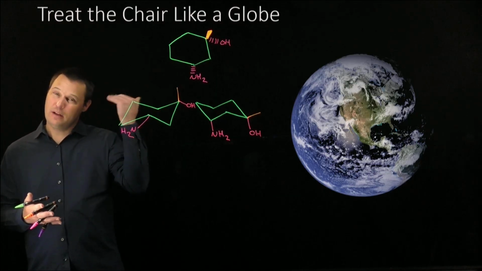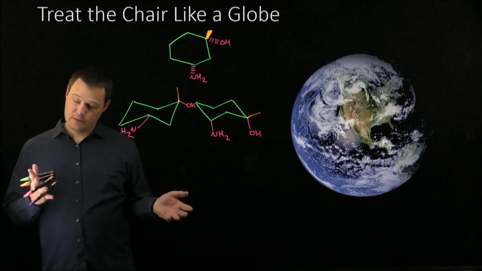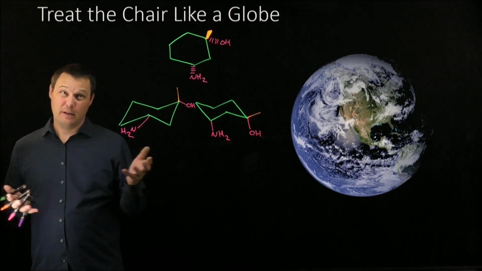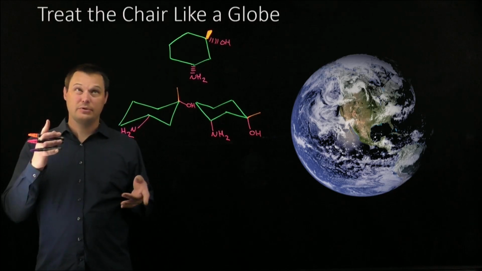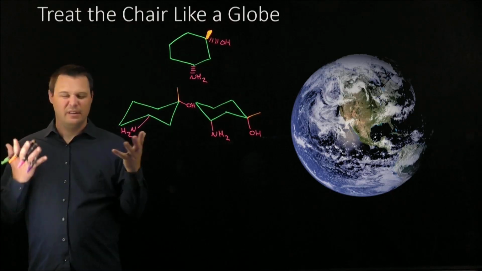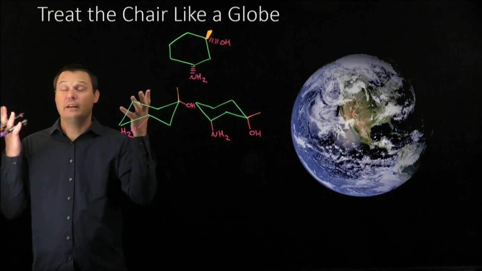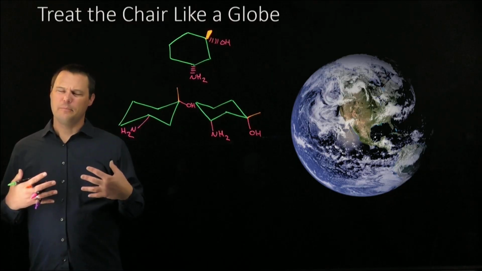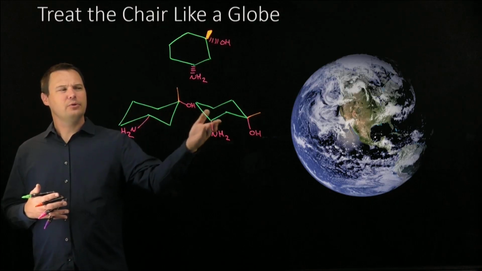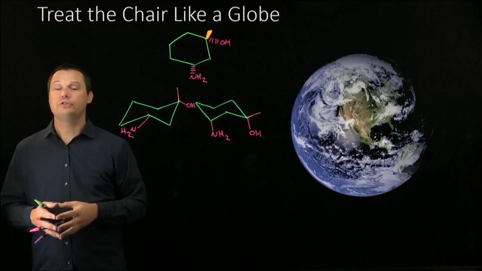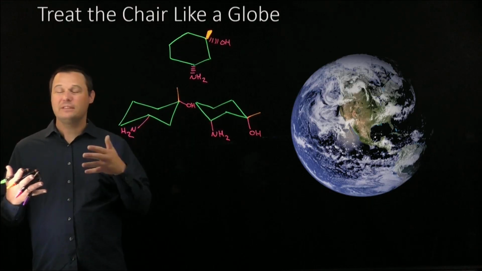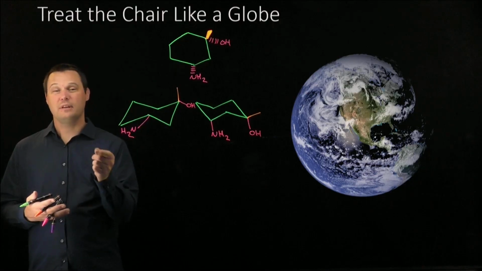Students file away a collection of rules. Axial bonds point up and down, equatorial bonds point sideways, chair flips turn axial into equatorial, and eventually it all starts to feel like a collection of magic tricks. But the real problem is that most students don't develop the correct three-dimensional model of the chair structure. Today, I want to replace all of those disconnected rules with a single mental model.